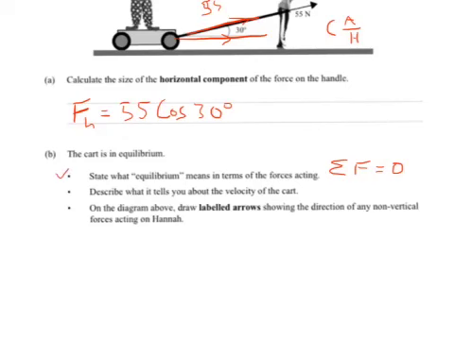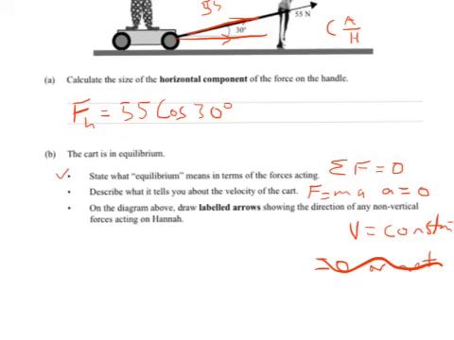Next point, describe what it tells you about the velocity of the cart. Well, if the force is 0, from F equals ma we know the acceleration equals 0, so that means the velocity is constant. We don't know if it is equal to 0 or not. It doesn't really matter. It's just constant, 0 or non-zero. Doesn't matter, constant velocity.